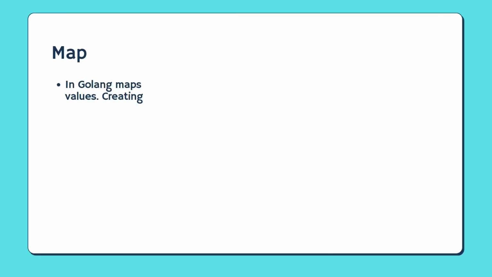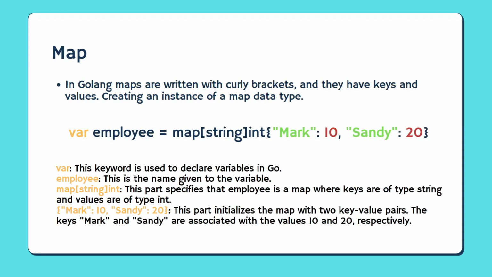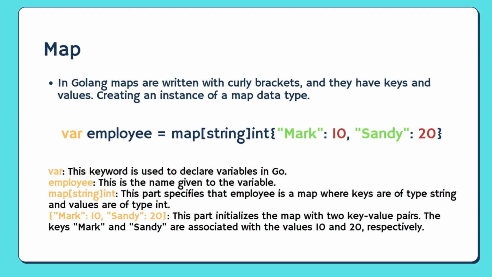In Golang, maps are written with curly brackets, and they have keys and values, creating an instance of a map data type. var. This keyword is used to declare variables in Go. Employee. This is the name given to the variable. Map string int. This part specifies that employee is a map, where keys are of type string and values are of type int. Mark, 10, Sandy, 20.